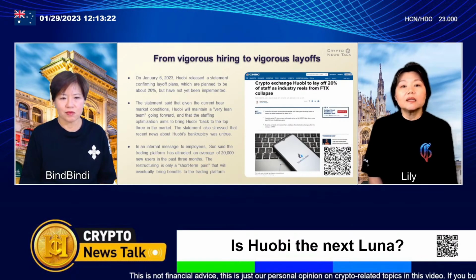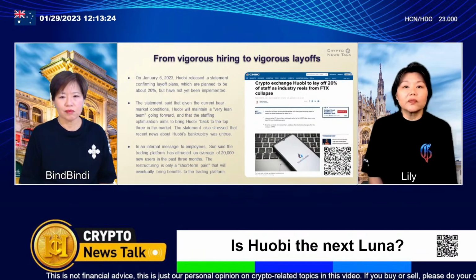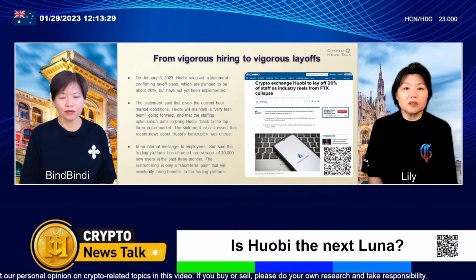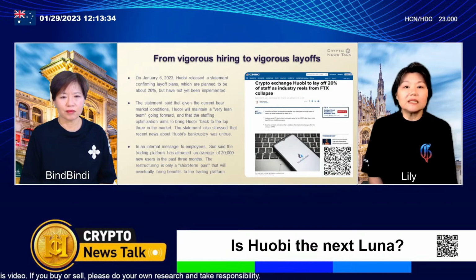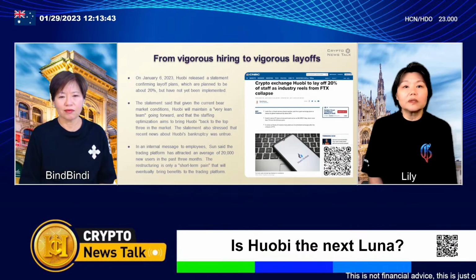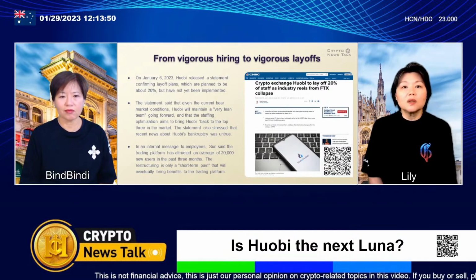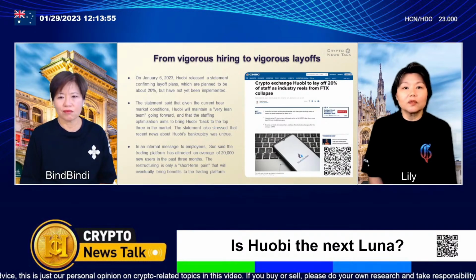At the time the big layoff was announced, it said that because of the bear market condition in the cryptocurrency, they need to maintain a very lean team going forward. However, how true is that? It's still a question mark. But with the FTX collapse, it implicated stress in the operation of Huobi as well. So will it be the next Luna? Really, time will tell.